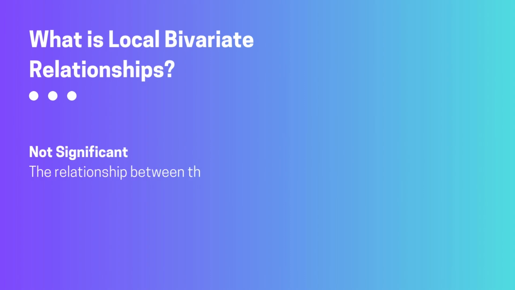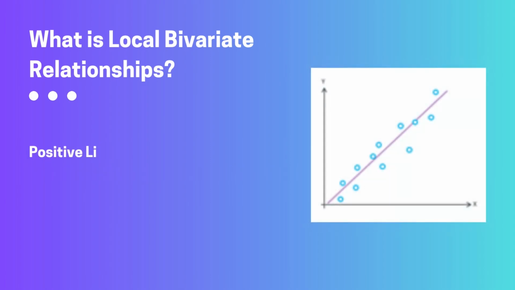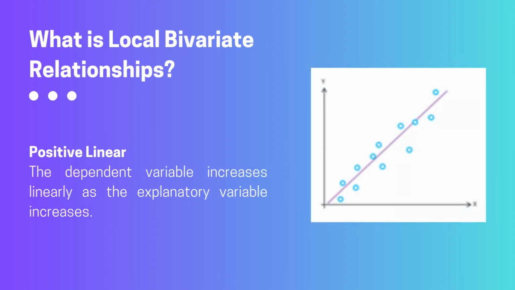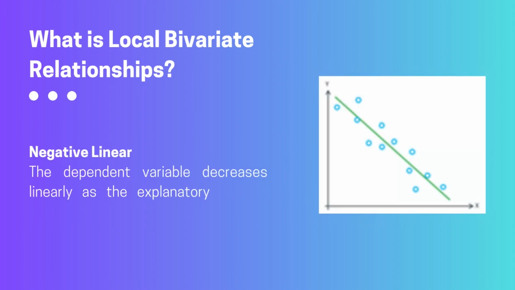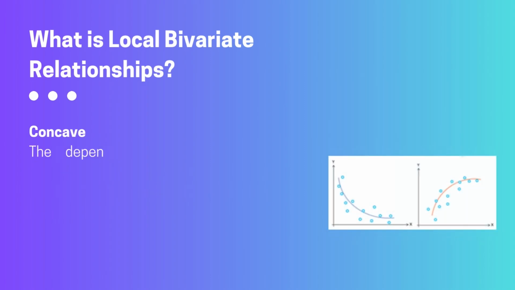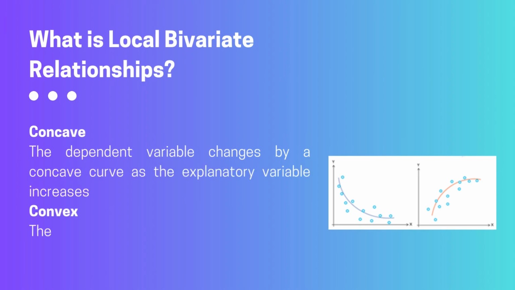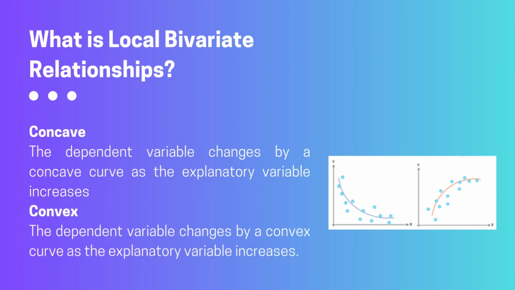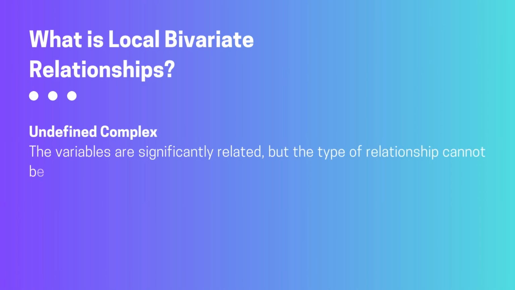The classification can be: not significant, the relationship between the variables is not statistically significant; positive linear, the dependent variable increases linearly as the explanatory variable increases; negative linear, the dependent variable decreases linearly as the explanatory variable increases; concave, the dependent variable changes by a concave curve as the explanatory variable increases; convex, the dependent variable changes by a convex curve as the explanatory variable increases. And finally, we have undefined complex: the variables are significantly related, but the type of relationship cannot be reliably described by any other category.